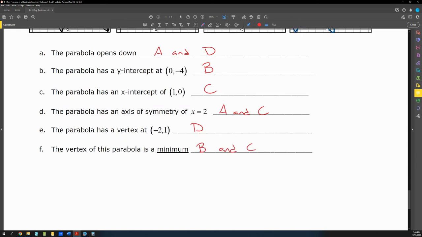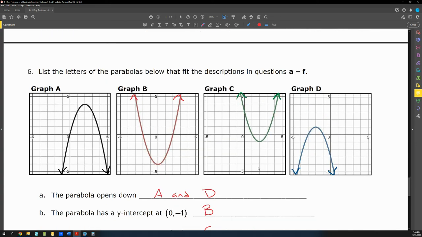All right. So in summary, we talked about the key features of the graph of a quadratic equation, also called a parabola. These parabolas are symmetrical about the axis of symmetry. They sometimes have x-intercepts, 1 or 2, or maybe none. All have one y-intercept, and they can open up or down based on the leading coefficient being positive or negative, respectively.